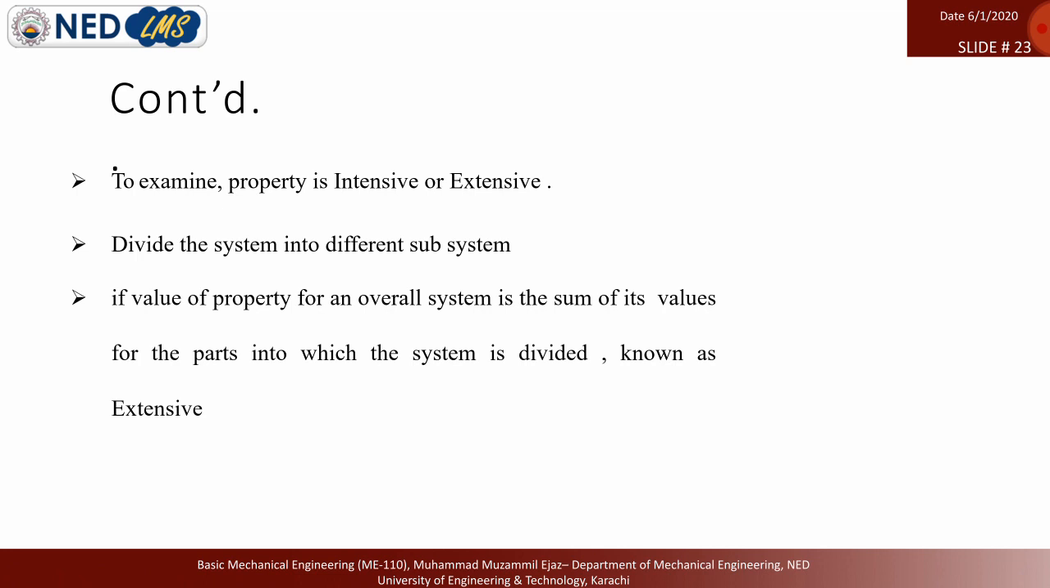To examine whether a property is intensive or extensive, divide the system into two different subsystems. If the value of the property for the overall system is the sum of its values for the parts into which the system is divided, it is known as extensive. It's a difficult definition, but it's a physical definition.